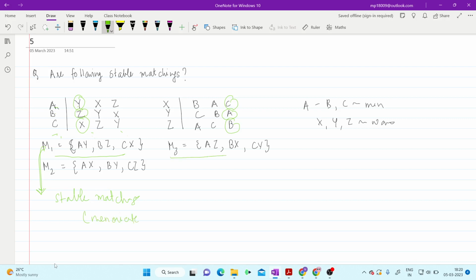Now what about M3? M3 is AZ, BX, and CY. So what do you think about M3? Is M3 a stable matching or not? Yes, because we can see that all those other pairs won't be preferred by women. So this is a women oriented stable matching.